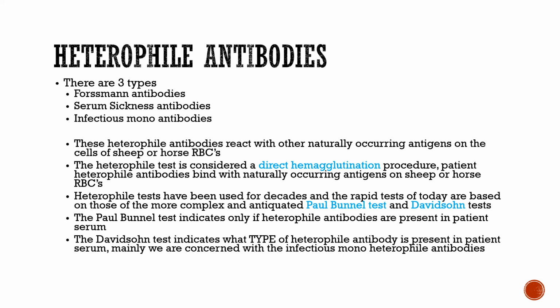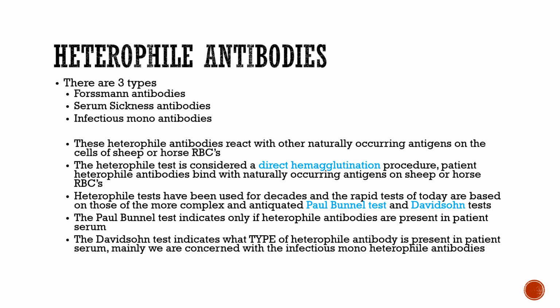Now, there are three types of heterophile antibodies. There are Forsman antibodies, serum sickness antibodies, and infectious mononucleosis antibodies. These heterophile antibodies react with other naturally occurring antigens on the cells of sheep or horse red cells. The heterophile test is considered a direct hemagglutination procedure where we have patient heterophile antibodies that bind with naturally occurring antigens on sheep or horse red cells.